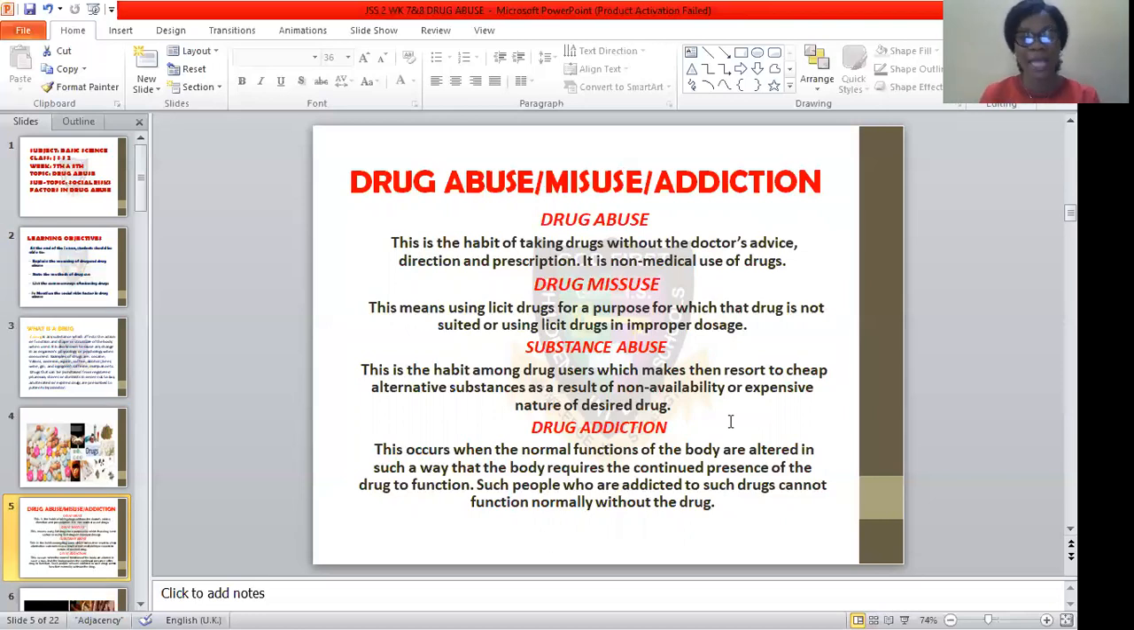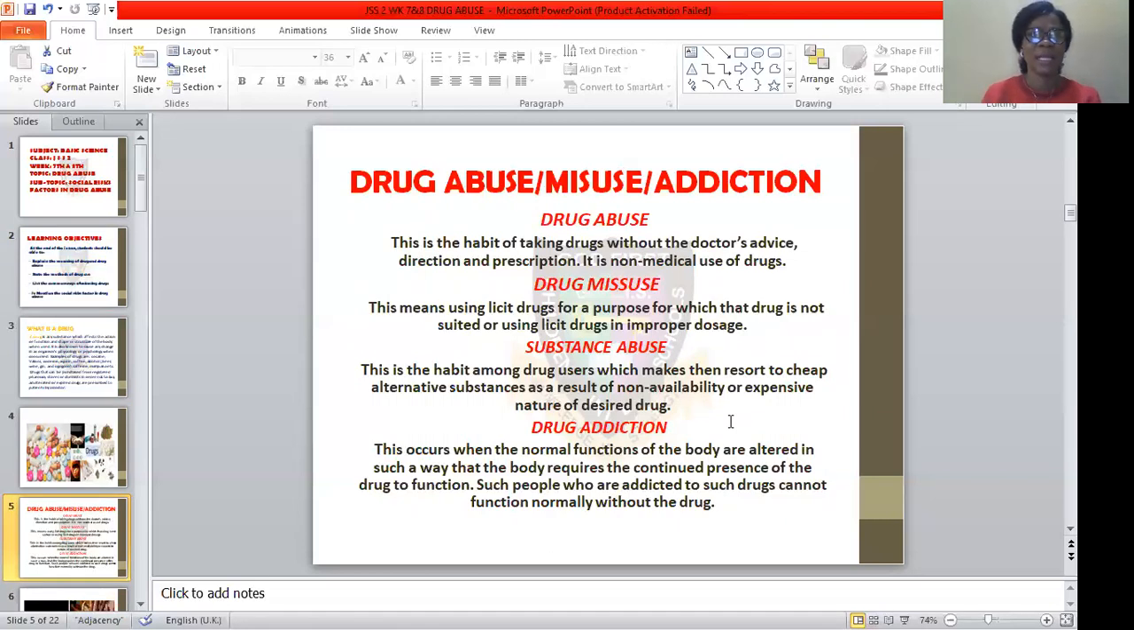Now let's go to drug addiction. This occurs when the normal functions of the body are altered in such a way that the body requires the continued presence of drugs to function. Such people who are addicted to such drugs cannot function normally without the drug. Yes, this is very true.